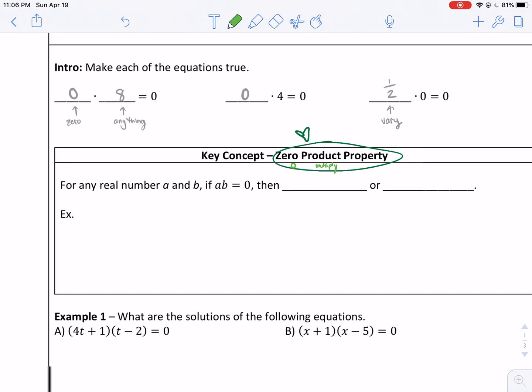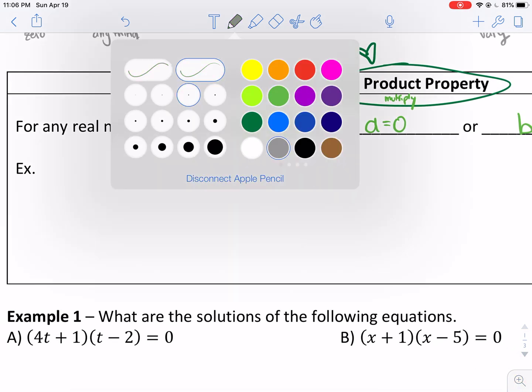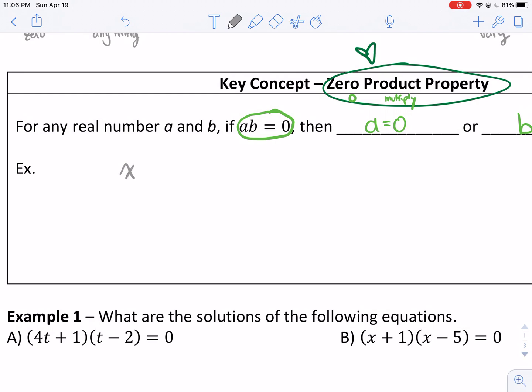So what the zero product property states is that if you have any real numbers a and b, and you know that a times b equals 0, then either a equals 0 or b equals 0. Or both. They could both be equal to 0. That's cool. For example, if we have something like x times 4 and we know that's equal to 0, here our a is x and our b is 4.